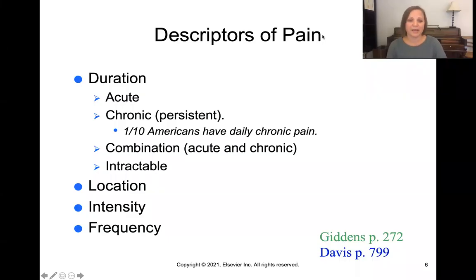Additional descriptors of pain include these: acute or chronic. Again, is it happening right now and it's new, or is it persistent over a long time? Keep in mind, 1 in 10 Americans have daily chronic pain. You can have something that's a combination of acute and chronic. So you can have someone who has chronic abdominal pain, but today it's much worse. That would be called acute on chronic abdominal pain. And then you can have intractable pain where there's just nothing we can do to make it better.